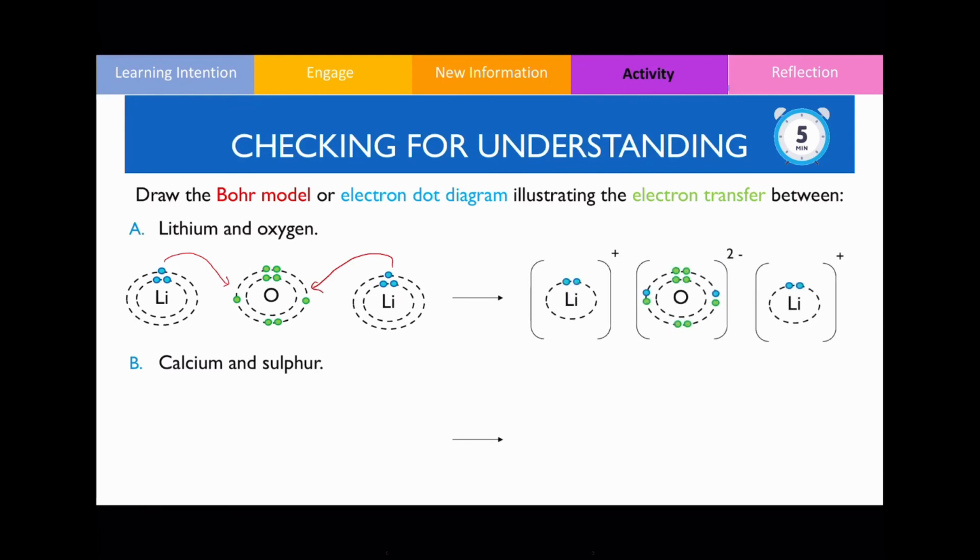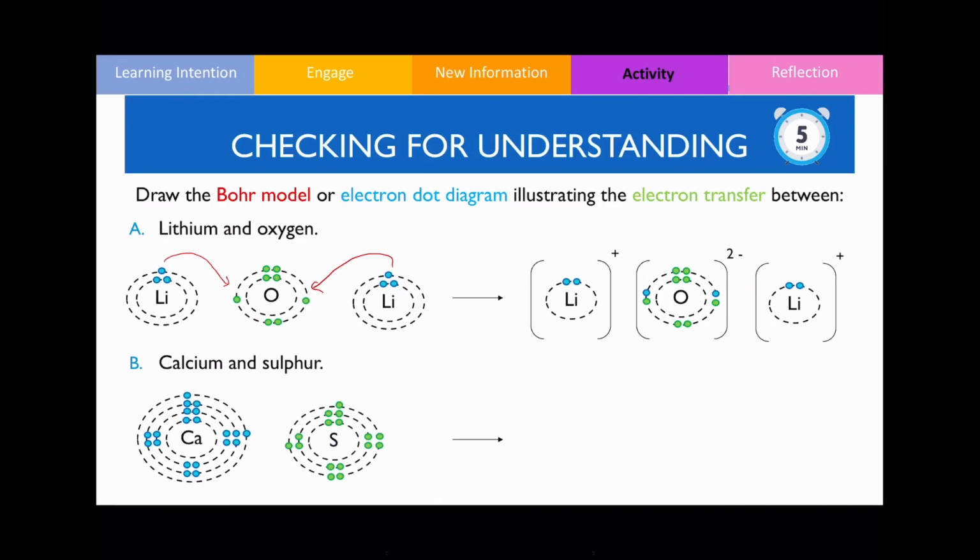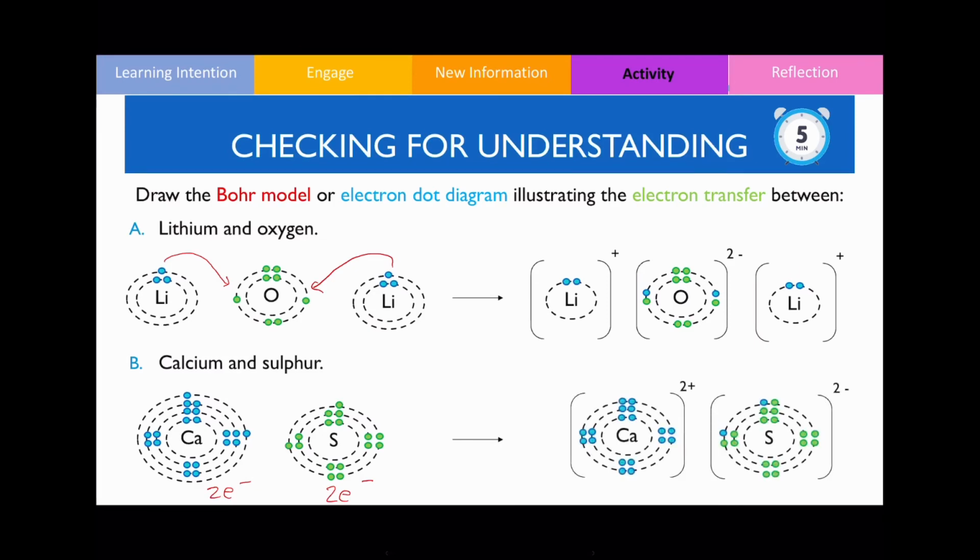For part B, calcium and sulfur, calcium is found in group 2, whereas sulfur is found in group 6. So calcium needs to give away 2 electrons. Sulfur, on the other hand, needs to gain 2 electrons. And because the number of electrons match between these 2 ions over here, you only really need to have 1 of each, and therefore this is going to be the correct answer.